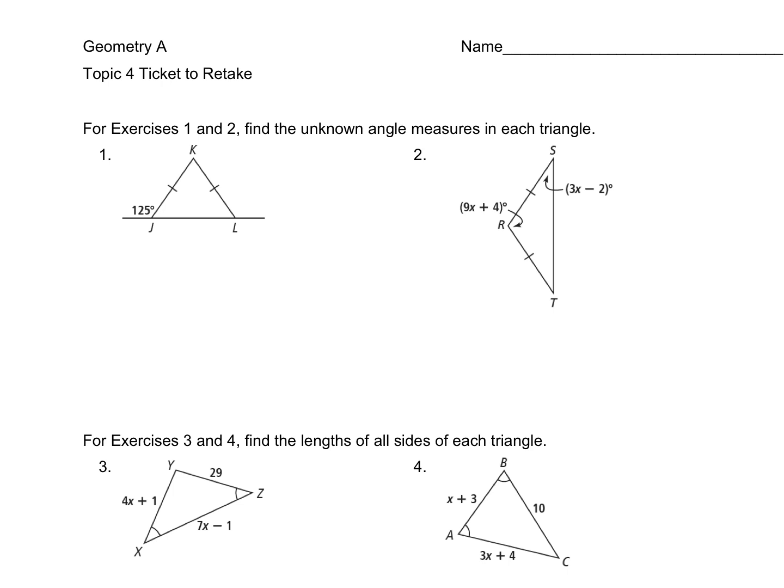All right, so for exercises 1 and 2, find the unknown angle measures in each triangle. Things we need to look out for when we are dealing with triangles: we had a big emphasis on isosceles triangles and equilateral triangles, okay? Isosceles triangles are when you have two congruent sides. So triangle JKL is an isosceles triangle.